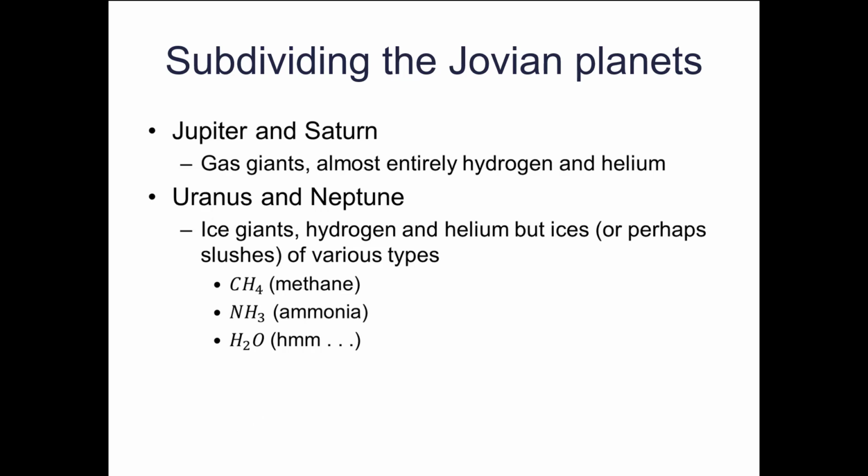We can subdivide the Jovian planets a little bit. They're all nearly entirely hydrogen and helium. Jupiter and Saturn, almost entirely hydrogen and helium, but Uranus and Neptune are considered ice giants. They have mostly hydrogen and helium, about 3/4 hydrogen, 1/4 helium, but they also have ices. Uranus and Neptune have more of those, or maybe slushes: CH4, which is methane, NH3, ammonia, and H2O, which should be familiar to you. Temperatures out there are cold enough for all of these things to be in ice form.